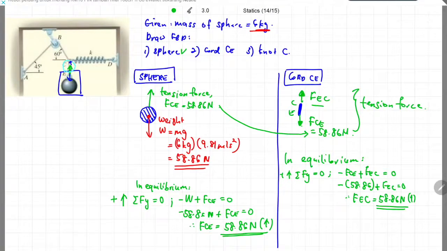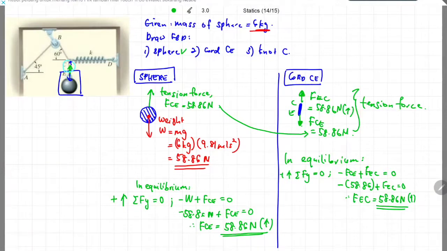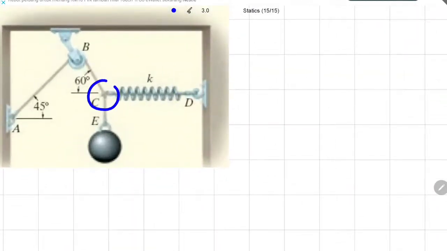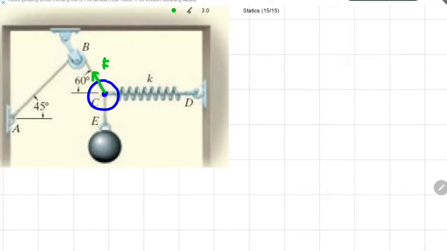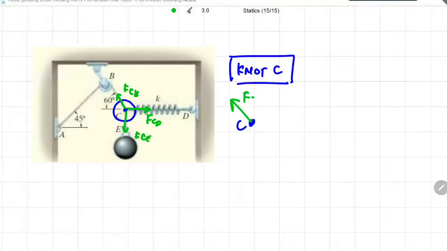If it is positive, it means the direction that you assumed is correct, which is the upward direction. Now let us draw the free body diagram of knot C. Same as before, the first step is you draw the system, which is knot C. Imagine you cut the knot exactly at the C point. The C knot is connected to three things, which is cable CB, cable CD connecting to the spring, and also cable CE. So there are three forces acting at knot C.